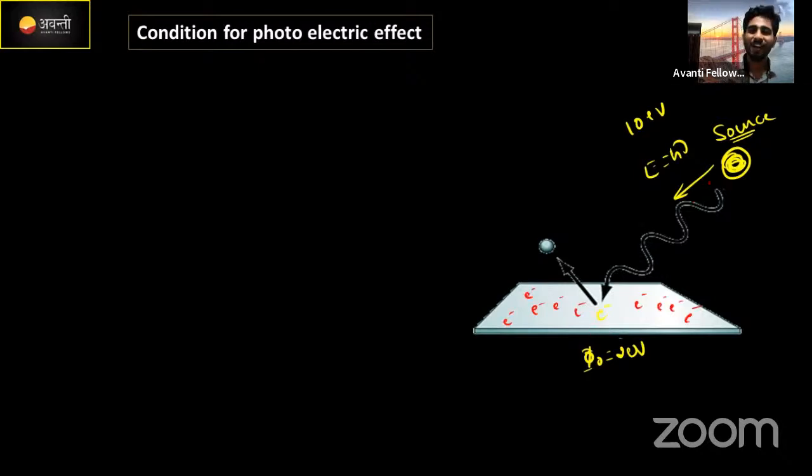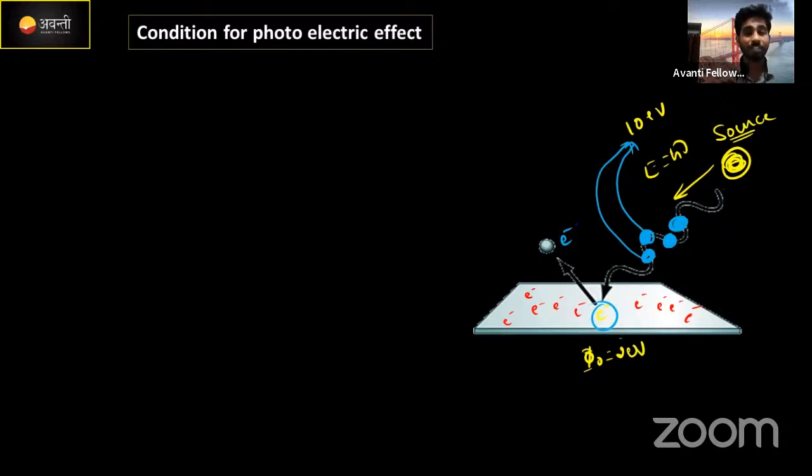Here, from the source, light is coming. According to Einstein, this light comes in the form of photons. It's a packet of energy, right? Photons are coming, each photon having the energy of 10 electron volt. Each photon, when it interacts with one electron, that electron starts to eject from the metal surface. Correct now?